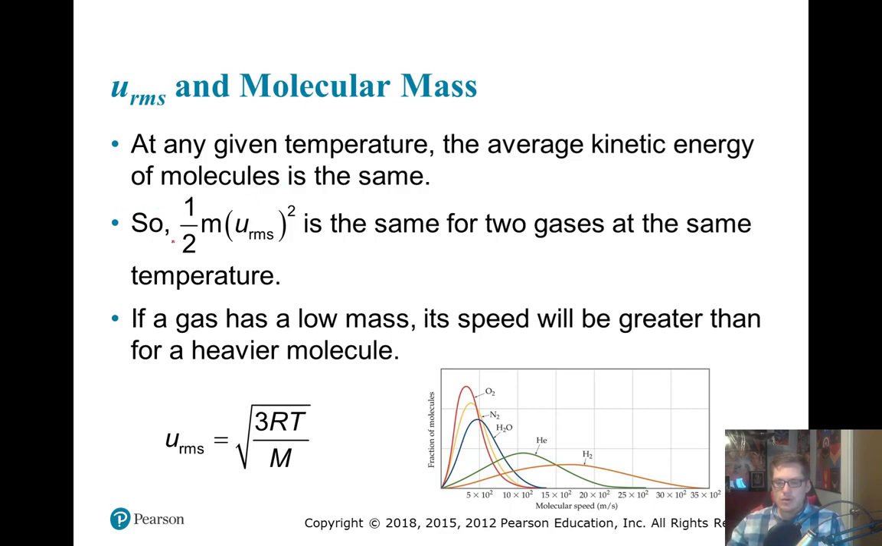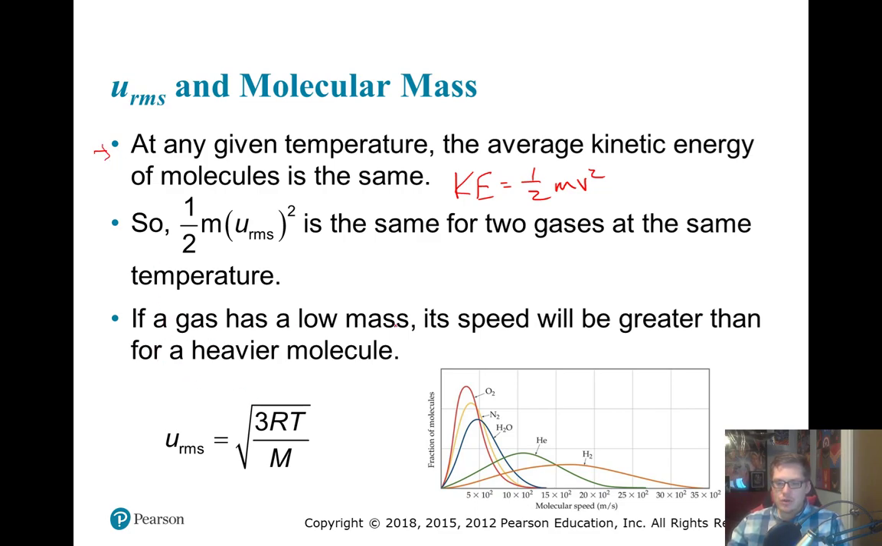So 1/2 of the mass times the URMS squared. Now this is the same formula as kinetic energy, right? Because kinetic energy is equal to 1/2 mv squared, so you've got the mass times the velocity squared. URMS is our velocity, right? It is the same for two gases at the same temperature. That makes sense. It's essentially the same thing as what we said right here.